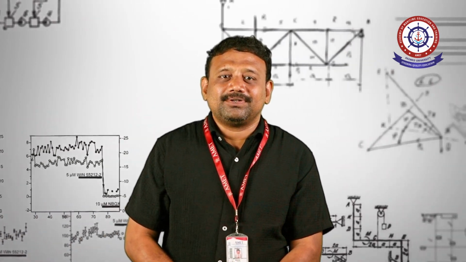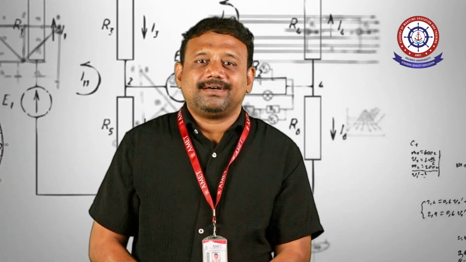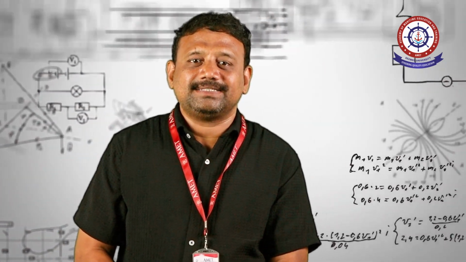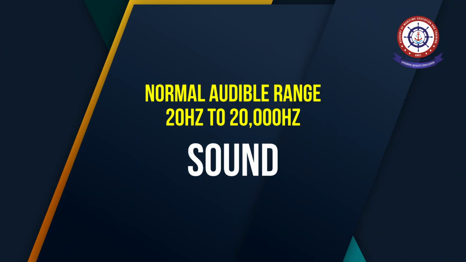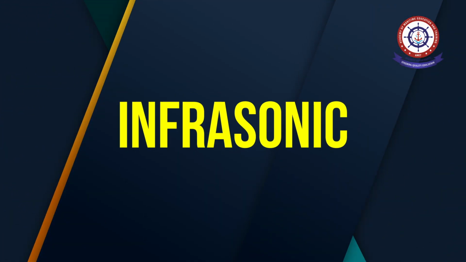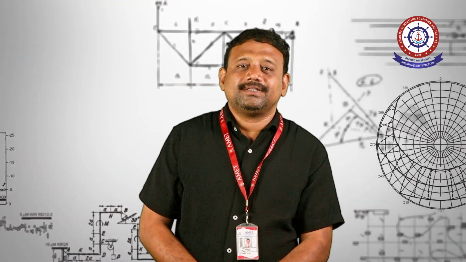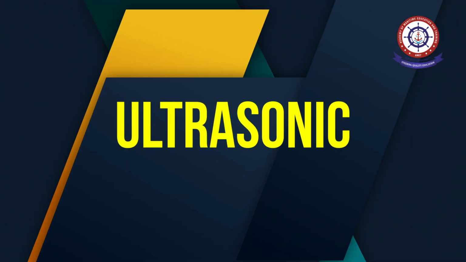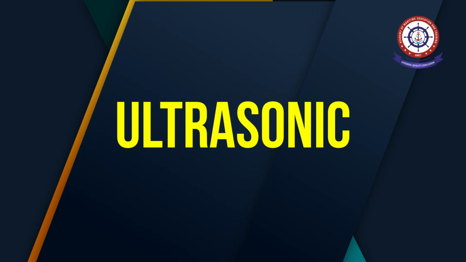We are going to discuss an important topic, ultrasonic sound, which is a very effective sound, like a laser. The normal audible range of sound is 20 Hz to 20,000 Hz. Below 20 Hz, which is inaudible to the human ear, is known as infrasonic, and above 20,000 Hz is the effective sound known as ultrasonic sound, which is also inaudible to the human ear.